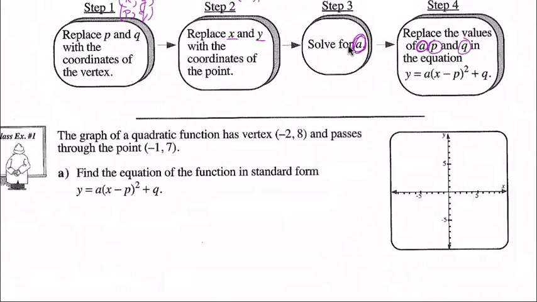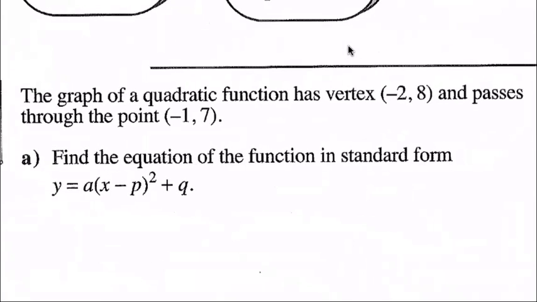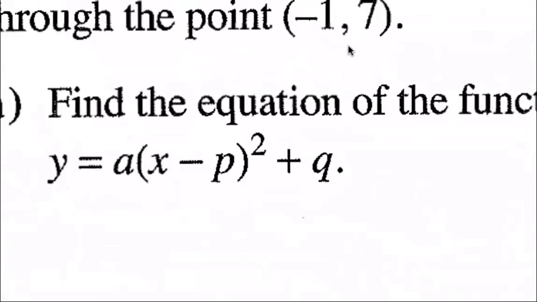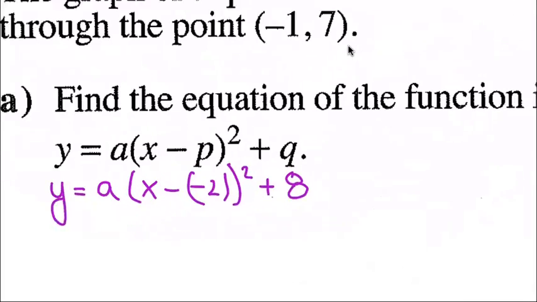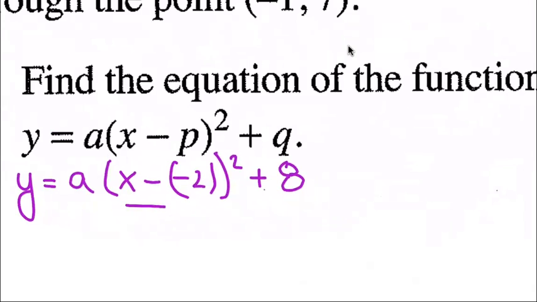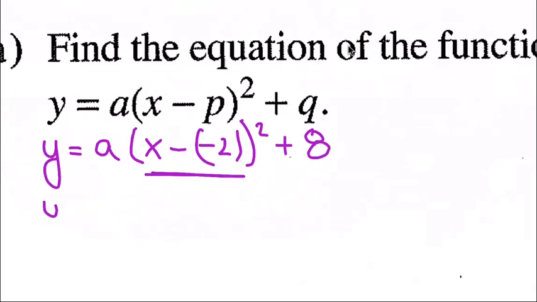The graph of a quadratic function has a vertex at -2, 8 and passes through the point -1, 7. Find the equation of the function in standard form. So we know our vertex is -2, 8. So I can simply start by saying y is equal to a bracket x minus -2 squared plus 8. Make sure I get it right, -2, 8. I'm going to simplify this a little bit. I don't like the minus minus. y is equal to a bracket x plus 2 squared plus 8.